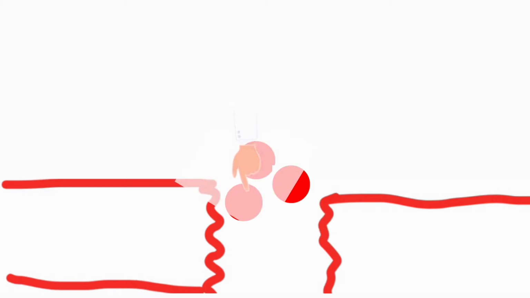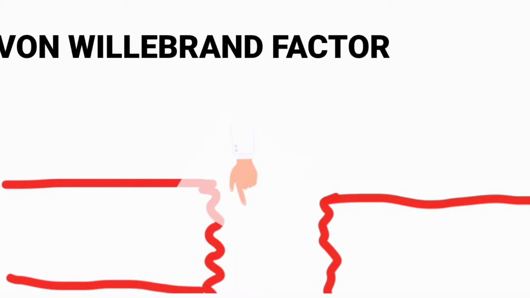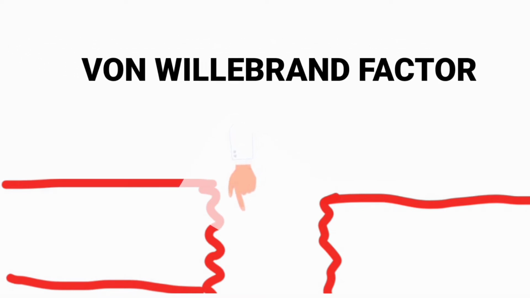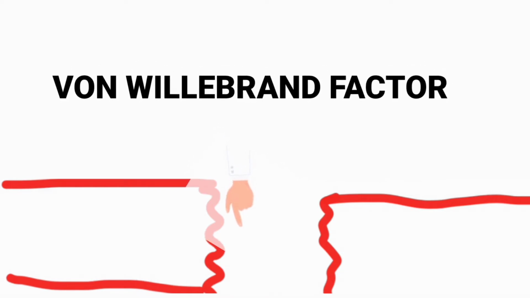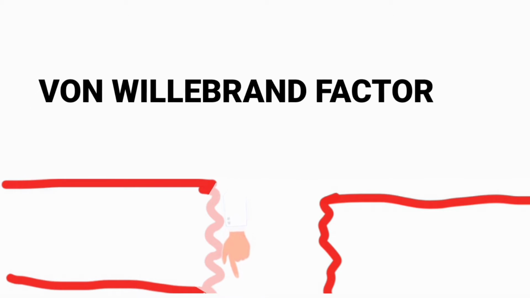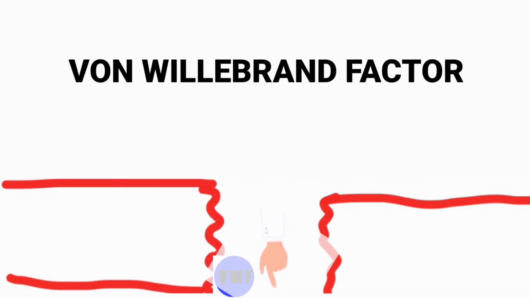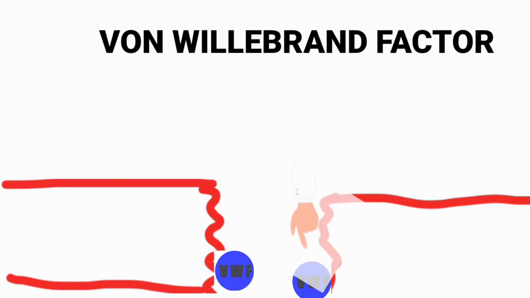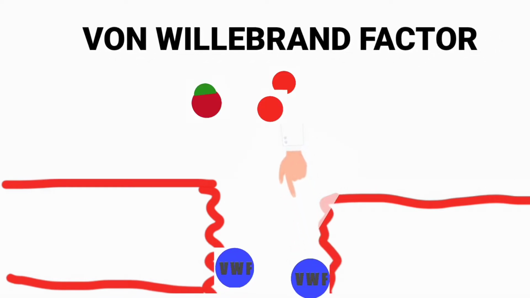Immediately after an injury is sustained, a protein will be released at the point of the damaged endothelial cells, and this protein is called von Willebrand factor. See how this protein will be released. So at this point, this protein will be released. So this is my von Willebrand factor protein.